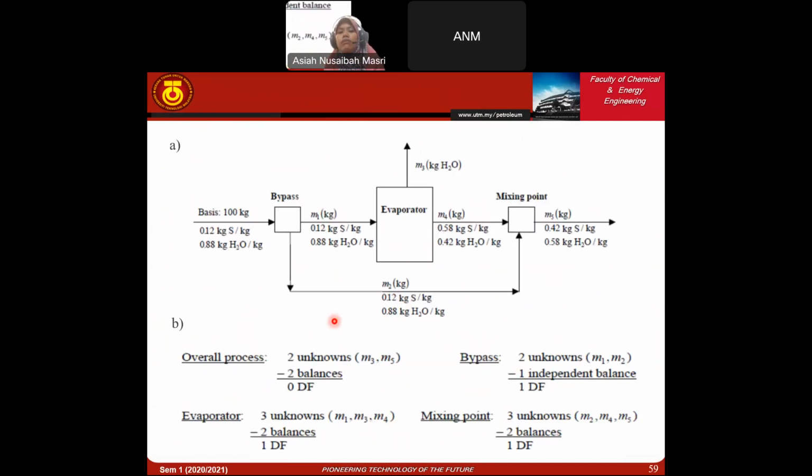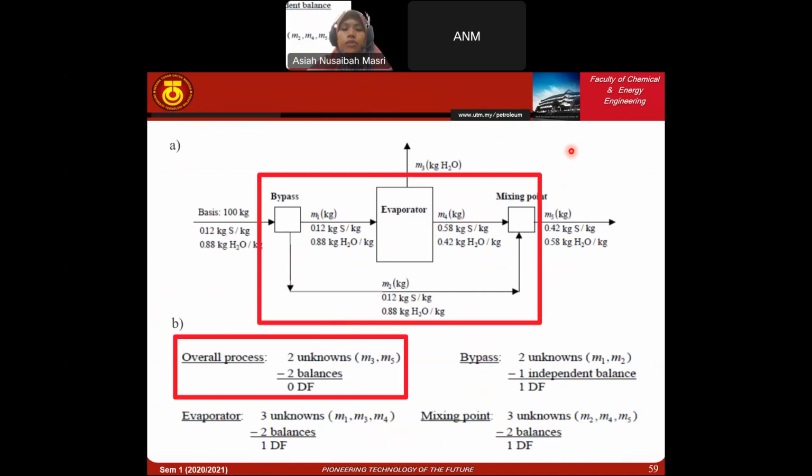Now, how about the DOF, degree of freedom? In order for us to solve this question, we need to start with the DOF. Okay. Let's start with comparing the DOF for everything. We start with the overall. This is our overall. If this is our overall, how many inputs do we have? We have only the fresh juice. One input. How many outputs? We have M3 and also M5 streams. We have 2 outputs. So what are our unknowns? We have M3 and M5 as our unknowns. How many balances do we have? That will be reflected by the number of materials.